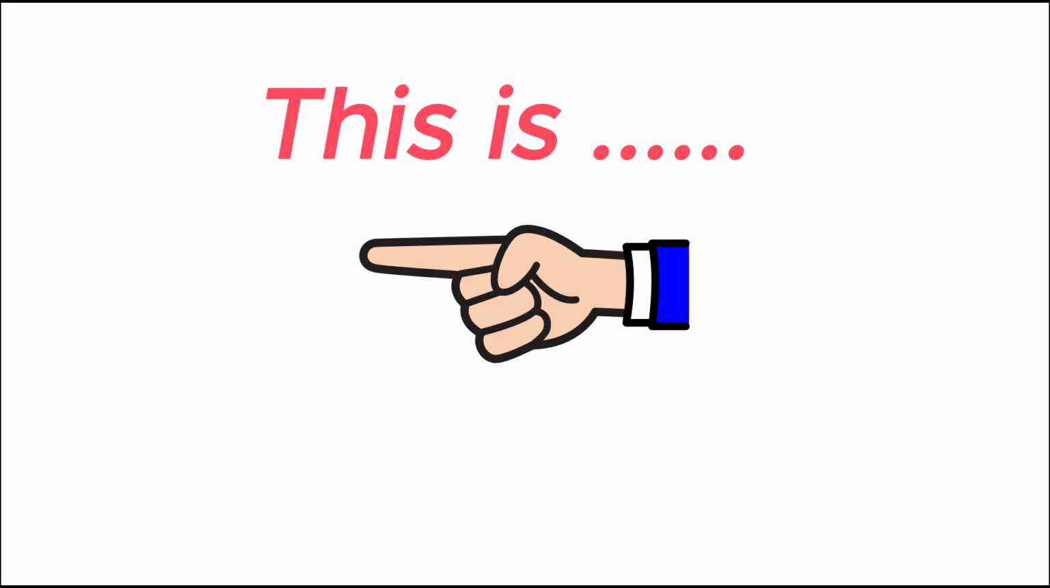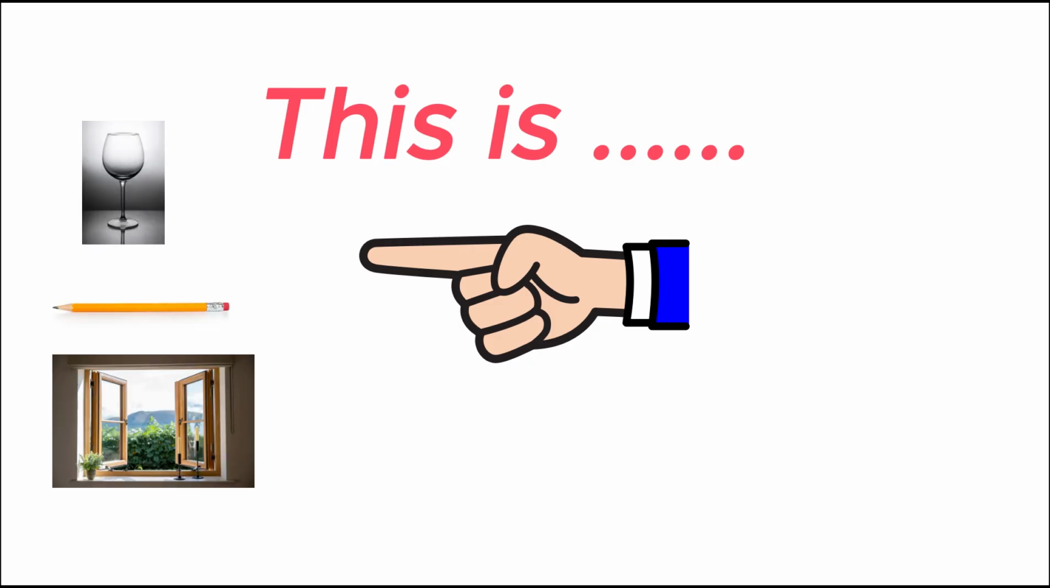Alright, so let's do some grammar. In English, to make simple sentences, we say "this is". For example, this is a glass, this is a pencil, this is a window. Firstly, we use "this is" and then we say the noun.